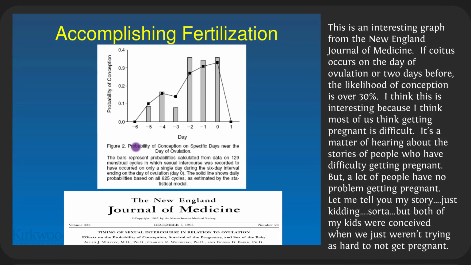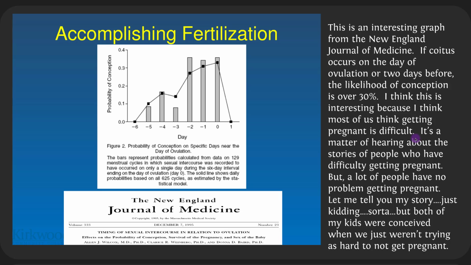This is an interesting graph from an old article in the New England Journal of Medicine. If coitus occurs 2 days before ovulation, the likelihood of pregnancy is around 35%. It's over 30%. I think this is interesting because most of us think getting pregnant is difficult. We've all heard of somebody that's had difficulty getting pregnant or conceiving, and so we think that getting pregnant is difficult. So it's a matter of hearing about the stories of people who have had difficulty getting pregnant, but a lot of people have no problem getting pregnant.